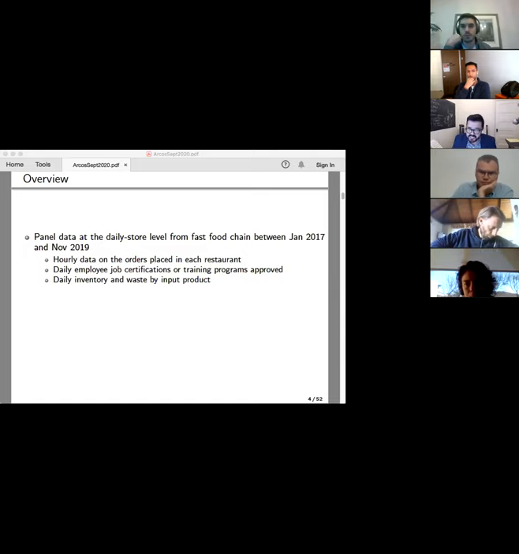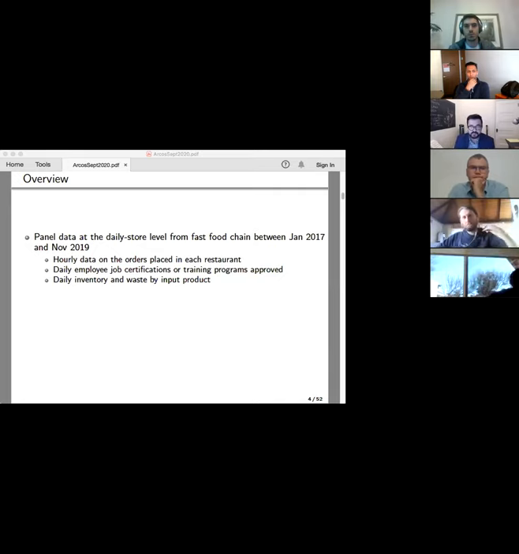We have panel data at the daily store level from one of the largest fast food chains in Puerto Rico. All the stores are part of the same chain. And we have hourly data on the orders placed in each restaurant between January 2017 and November 2019. Basically, we have information on all tickets issued by each restaurant for this period of time.